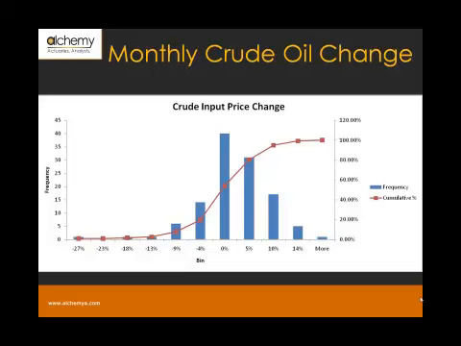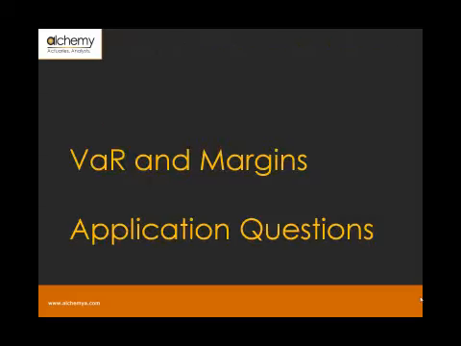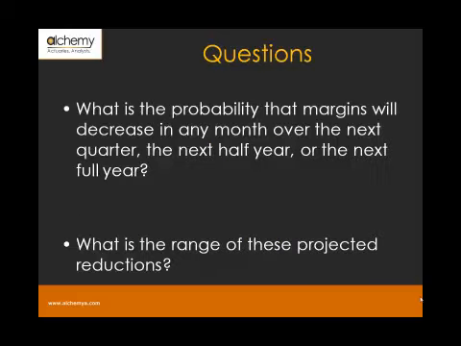Right? And if I were to take the same concept about the change in the price of oil, whether it goes up or comes down, I could basically answer this question that I have in front of me. What is the probability that margins at my refinery will decrease in any month over the next quarter? So the holding period goes from a month to 3 months. For the next half year, the period goes from 1 month to 6 months. Or the next full year, the period goes from 1 month to 12 months.